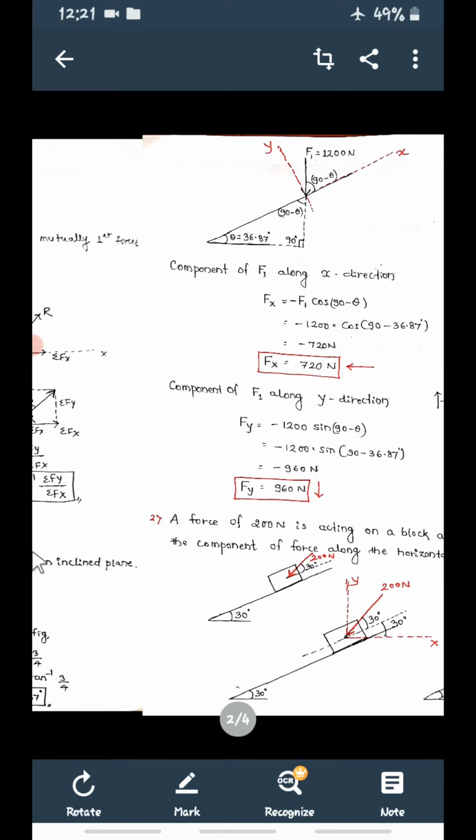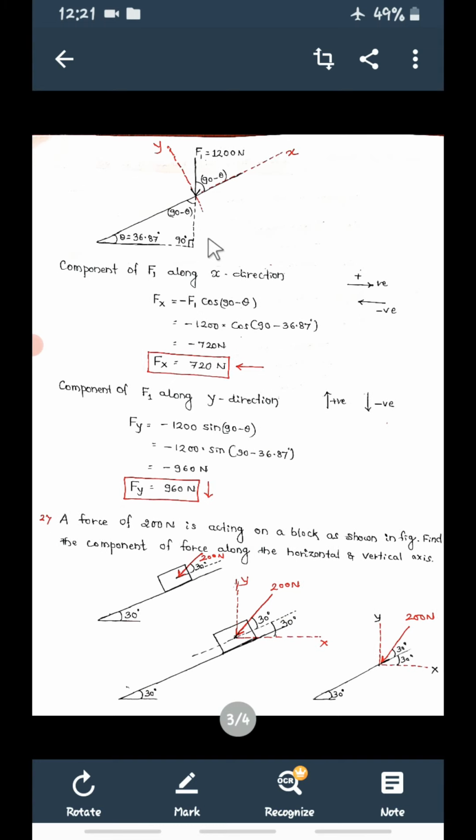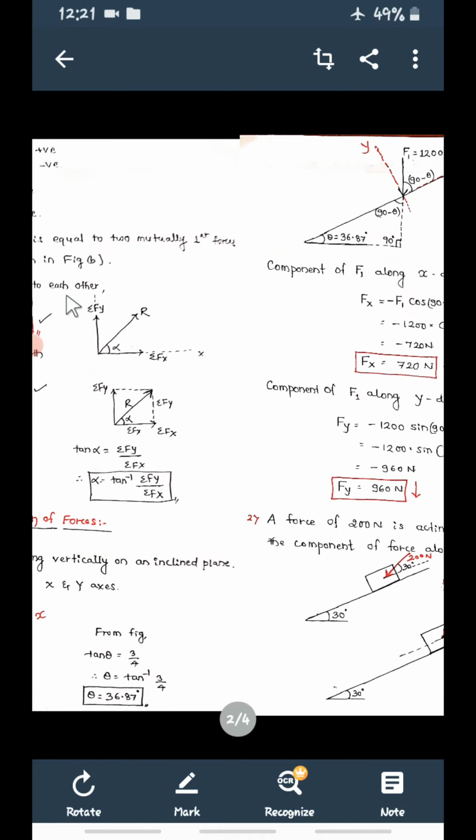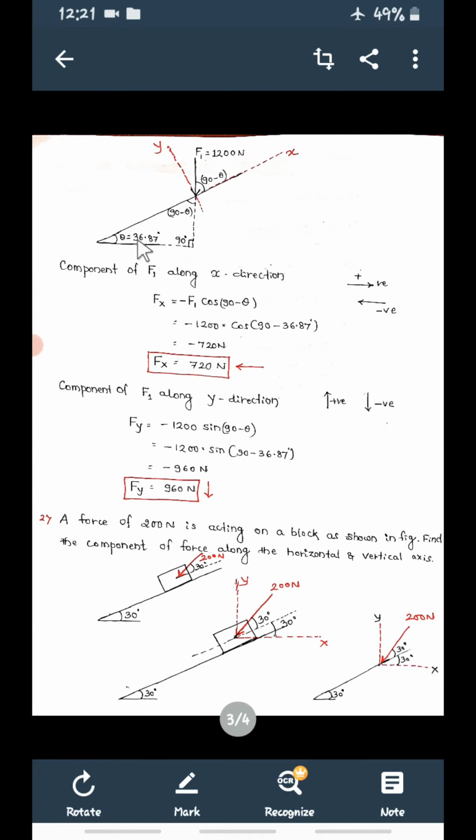Now the resolution along x direction and y direction we are going to see. The same diagram I have drawn. This is the inclined plane, and on this inclined plane, this is the force with 1200 Newton magnitude. Now this force makes the angle theta, that is 36.87, which we have just calculated here. So this is the theta.